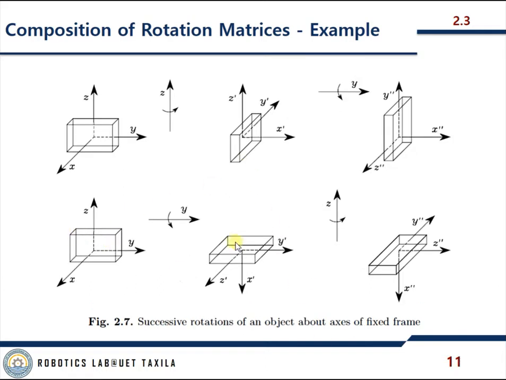A similar thing is here. First we rotate this object with respect to y and then with respect to z, with reference to the initial reference frame, so you get this. So again, z and y: if you change the order, first z and then y, or y and then z, you get different shapes.